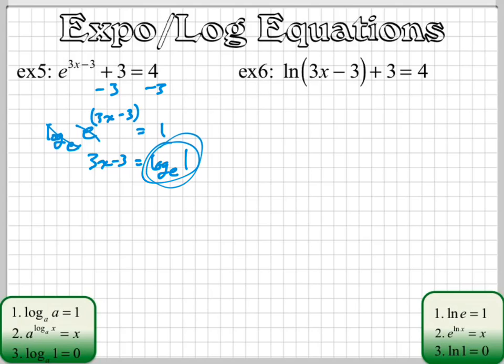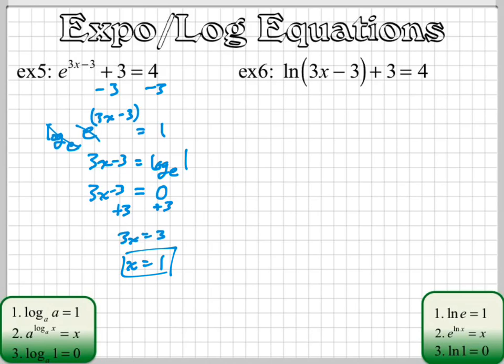Do you know what this is whenever you have a 1 inside of a logarithm? Yeah, you do. What is it? Come on. Yeah, 0. So you have 3x minus 3 equals 0. You add 3 to both sides. You get 3x equals 3, and then x equals 1.